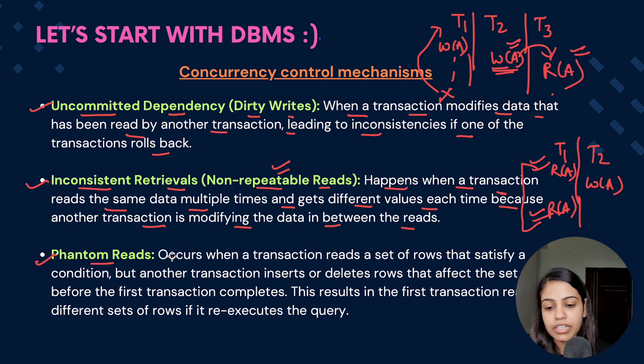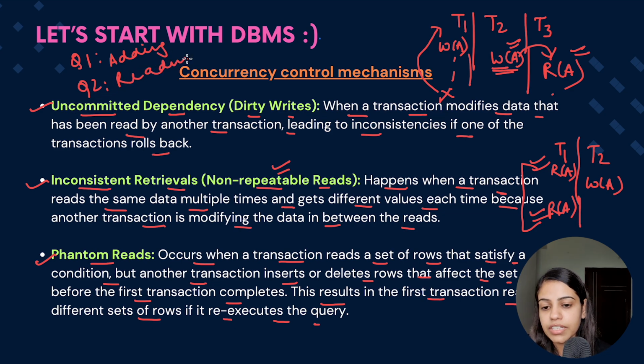Now coming to phantom reads. It occurs when a transaction reads a set of rows that satisfy a condition, but another transaction inserts or deletes rows that affect the set before the first transaction completes. This results in the first transaction reading a different set of rows if it re-executes the query. Consider there are two queries Q1 and Q2. As part of Q1 I am adding or inserting some rows in my DB. As part of Q2 I am reading or fetching the number of rows.